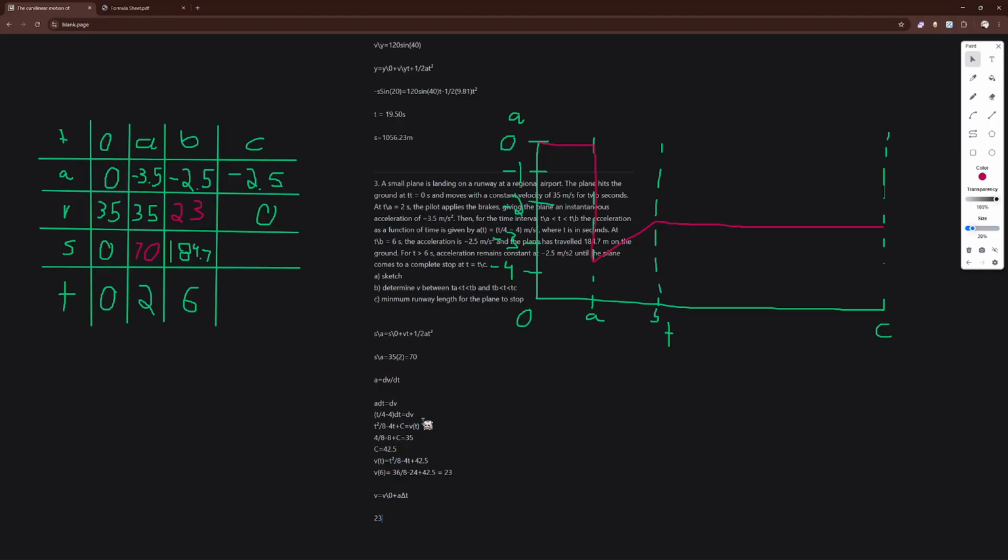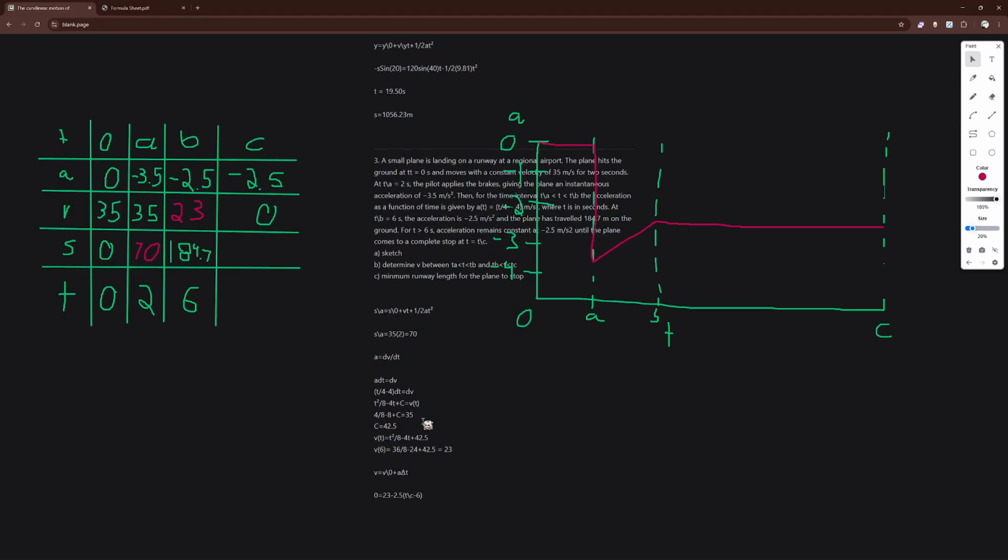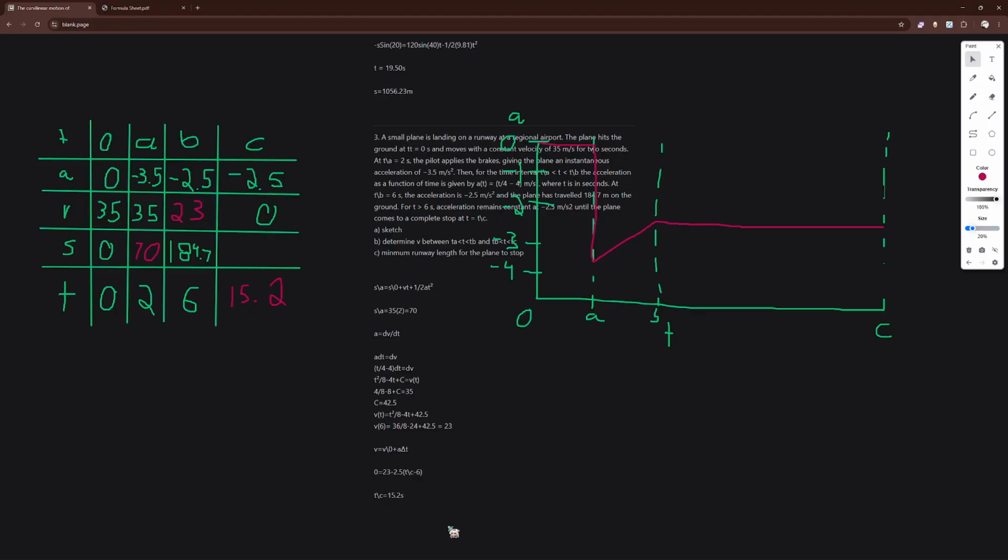So 0 is equal to 23 plus, or minus 2.5 in this case, tc minus 6. And we're solving for tc, okay? So you do plus 2.5, plus this term on both sides, divide by 2.5 plus 6, which gives you a tc value of 15.2 seconds. Write that in, 15.2 seconds.